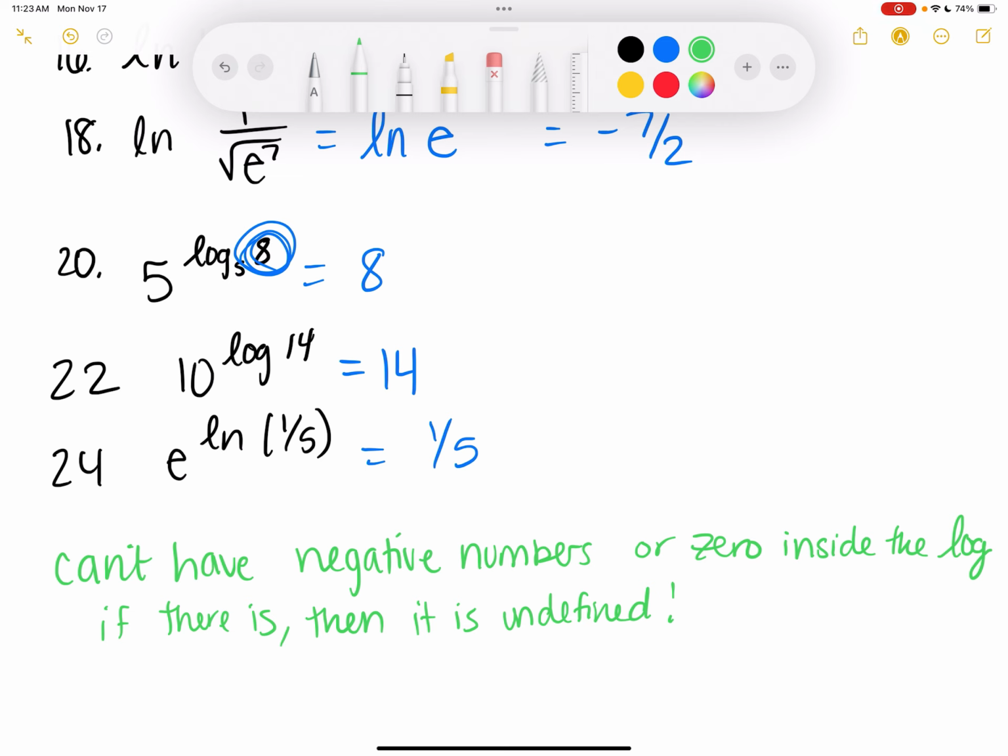All right, so the next ones do want you to use your calculator, so grab your calculators. These are all using your log buttons directly on your calculator, not your log base buttons.